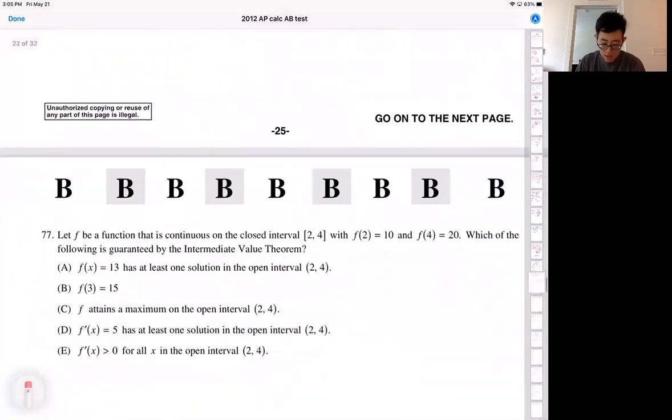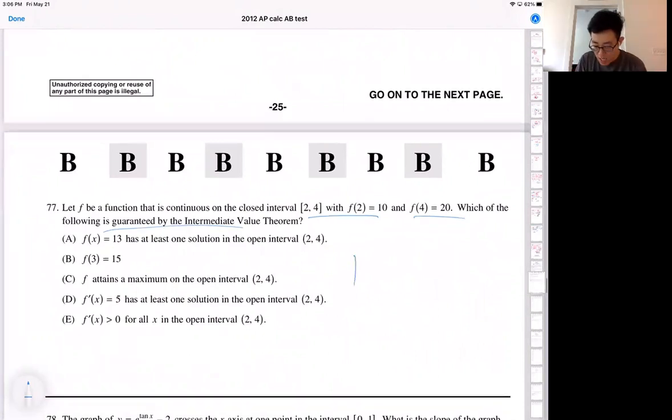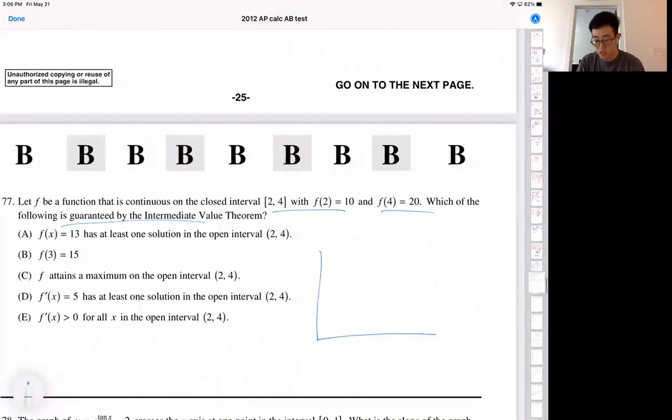Okay. All right, number 77. Let f be a function that is continuous in the closed interval with f of 2 equal to 10 and f of 4 equal to 20. Which of the following is guaranteed by the intermediate value theorem? The intermediate value theorem basically states that any values given the start and the finish.